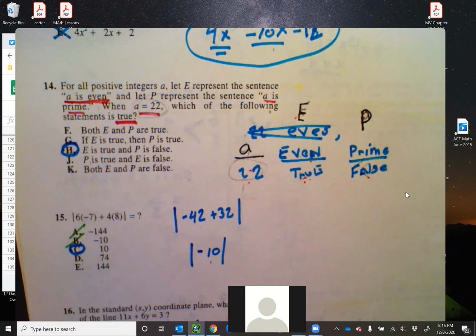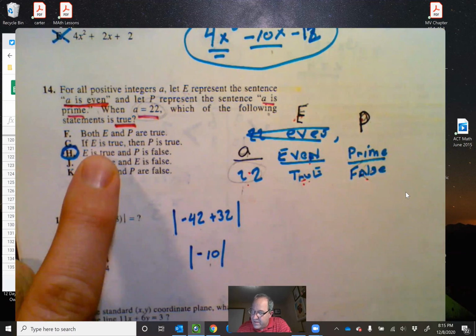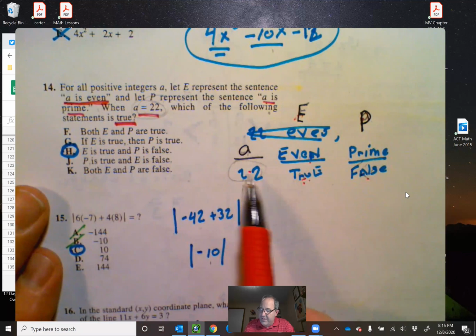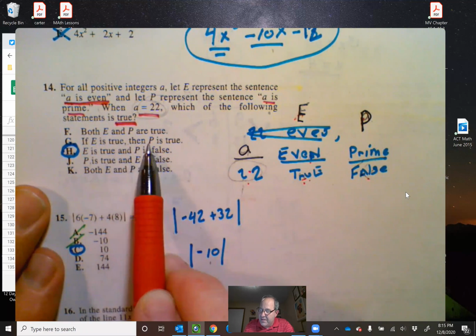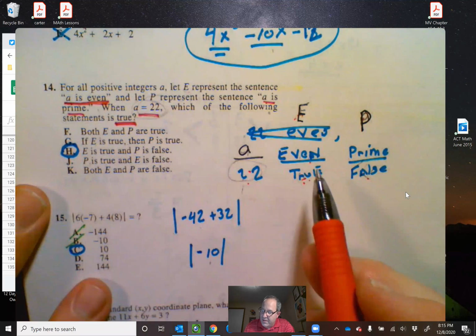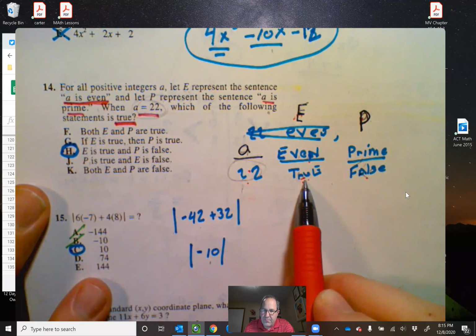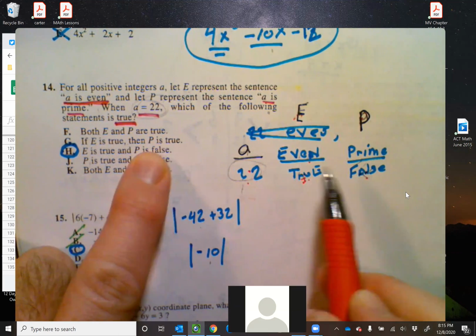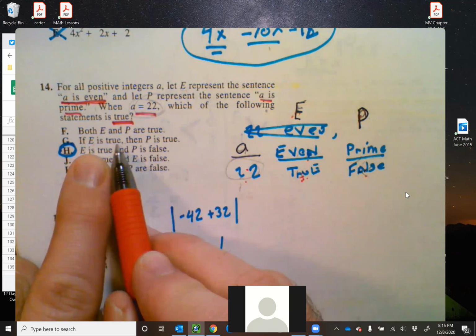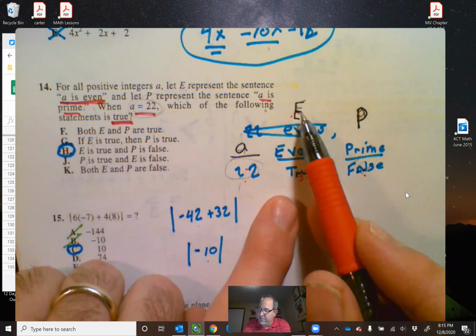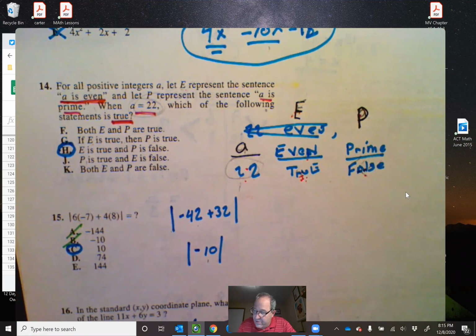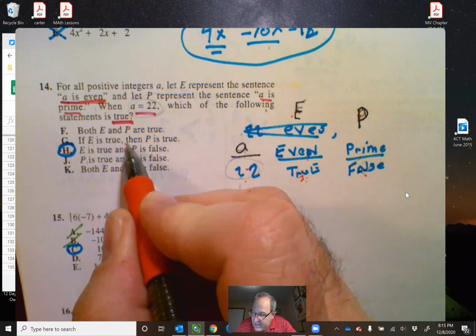So why isn't it G? Just wondering. Okay, G, if E is true. So this is the deal. This says if E is true, then P is false. So that means that E implies. Well, here, E is true, right? Well, E was true, but P was not true, right? This says if E is true, then P must be true. Well, no, not necessarily. E is true, P is false. Doesn't hold up. So you got to be careful of that word then.